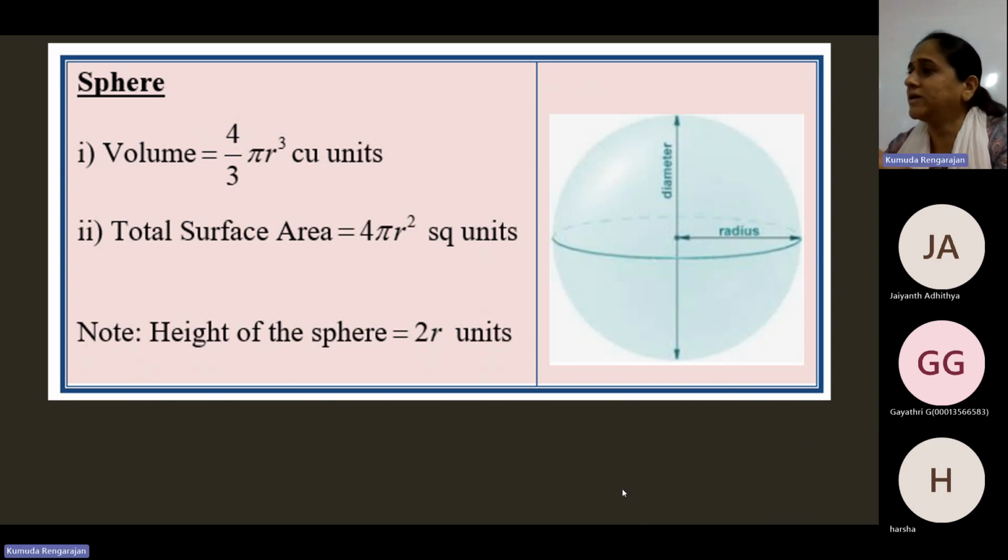So what is the perpendicular height of the cone also called?